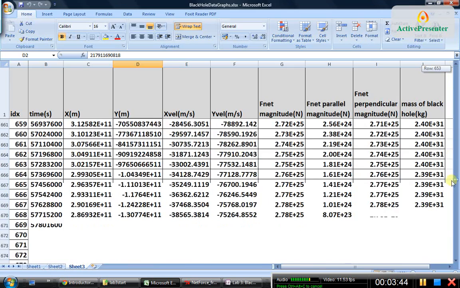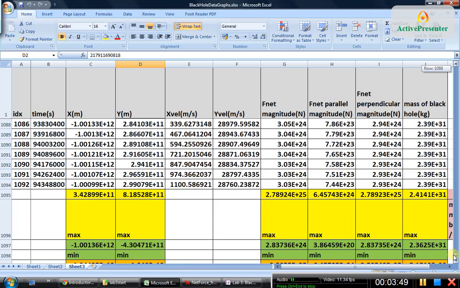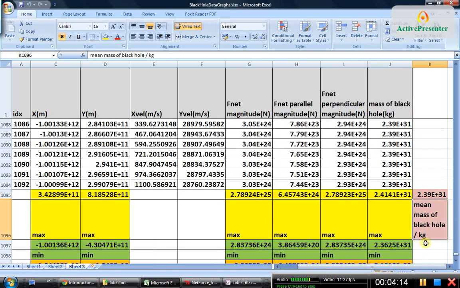You will find that the velocity values will be 1 less than the number of position values. You can see here, in my program I do it till 1092, so the index number goes from 0 to 1092. The net force value is also calculated here, the parallel, perpendicular, and the mass of the black hole. This is the mean mass of the black hole, which is 2.39 × 10^31 kg.